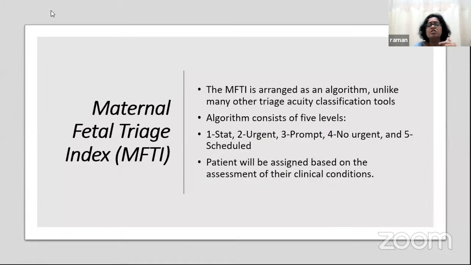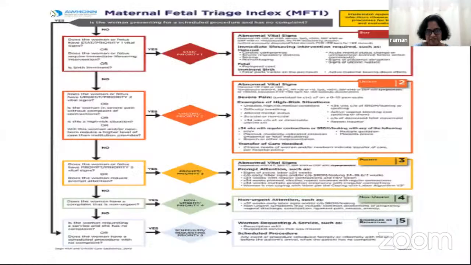Okay. So next is the maternal fetal triage index. This is basically like an algorithm. This also consists of five levels. And basically what it tells us is if the patient is for an elective admission, then they go into priority number five. If not, then you look at whether they have any priority one vital signs, like abnormal vital signs. It's sort of very self-explanatory. It gives you what are the abnormal vital signs. If so, they go into priority one, and what do you do for them? But if they do not fulfill that criteria, then you look at the next criteria. So it's a very easy algorithm to follow, and with a bit of training, this can be easily implemented. And the benefit is that because it also tells what you need to do for these patients, how are you going to resuscitate them immediately?